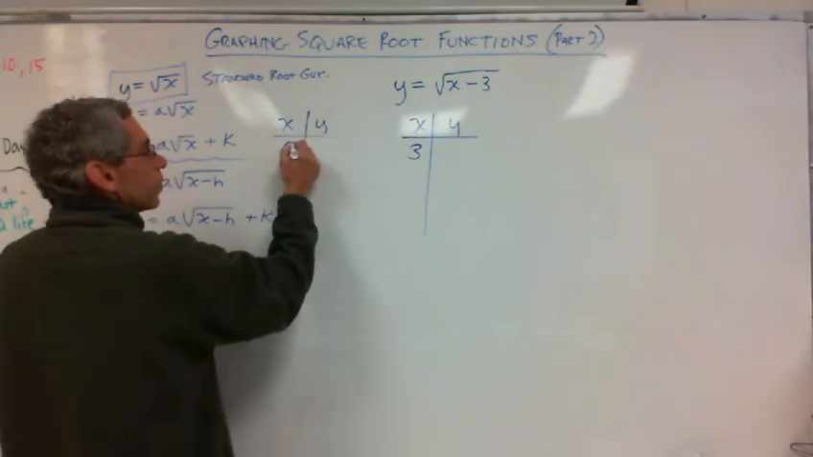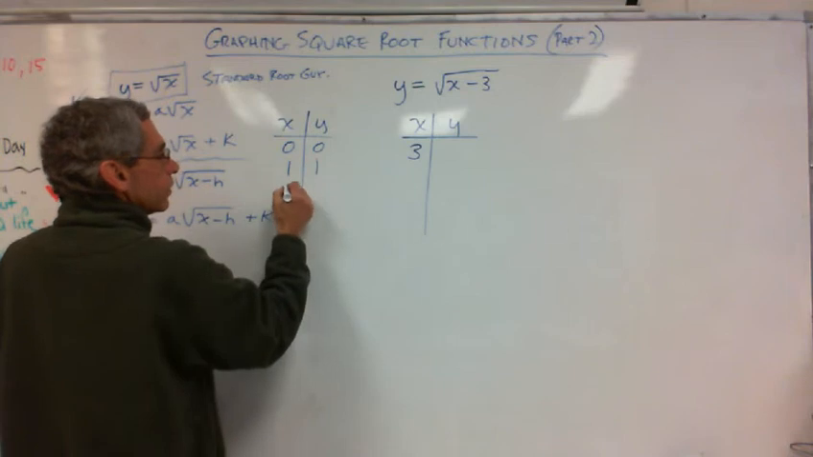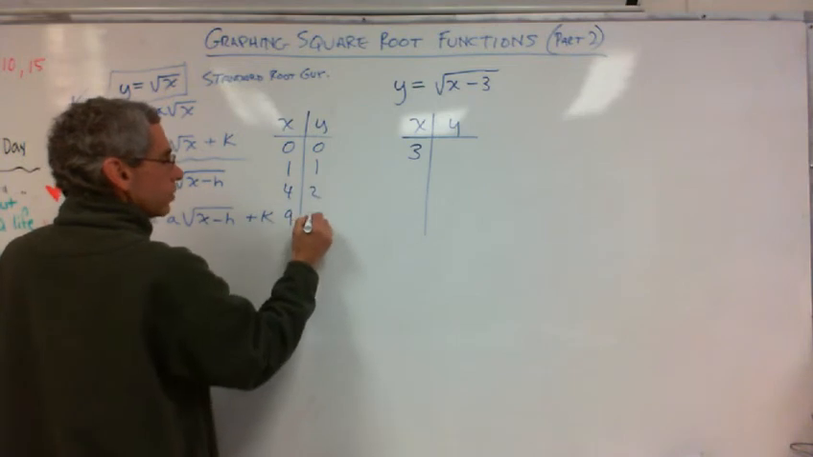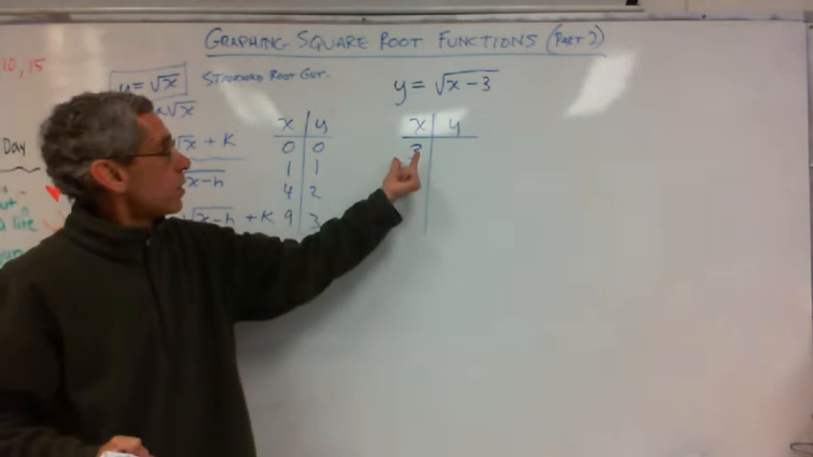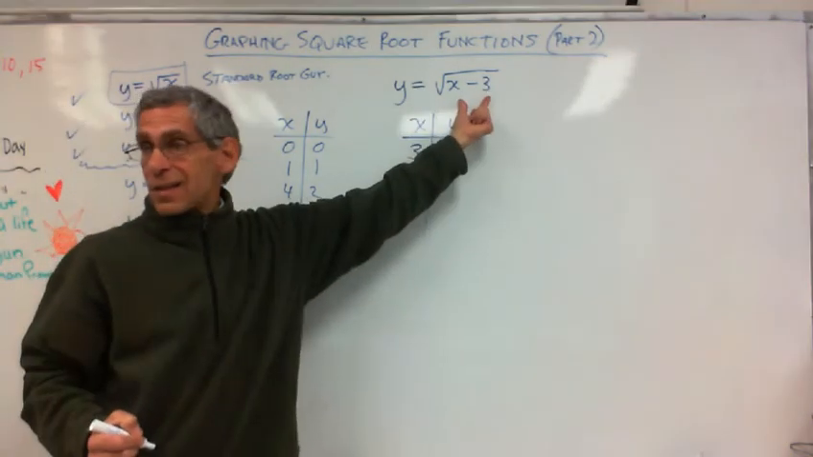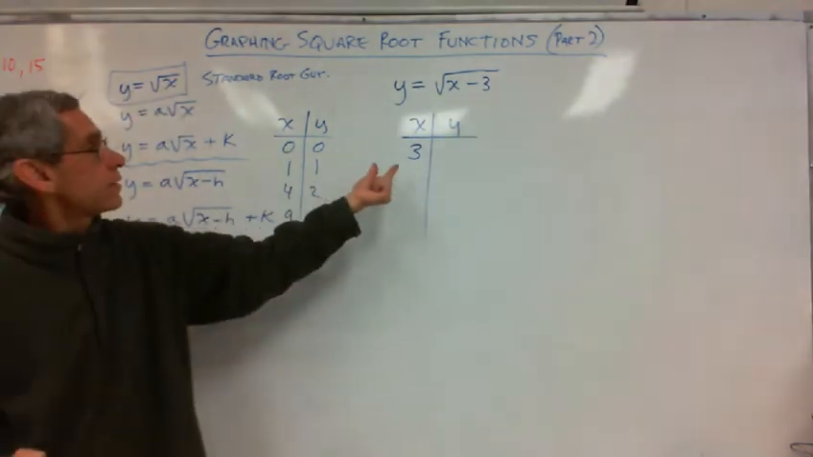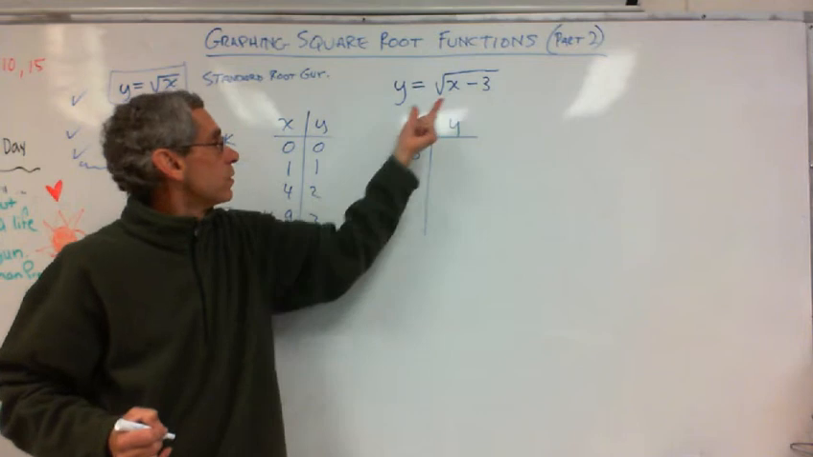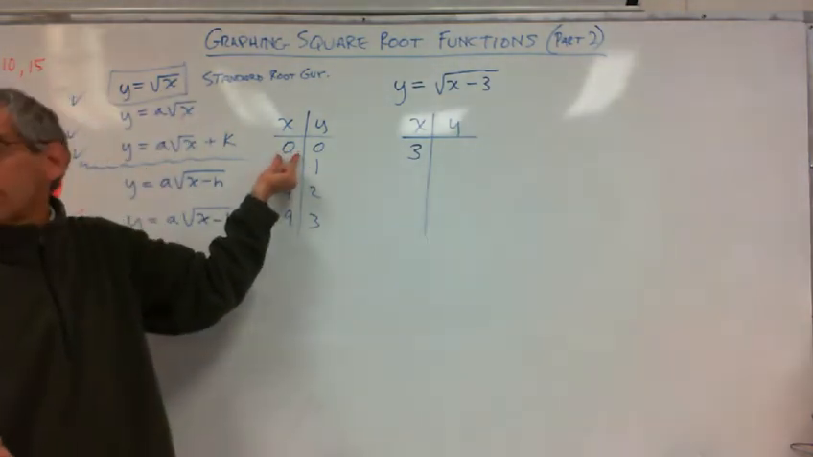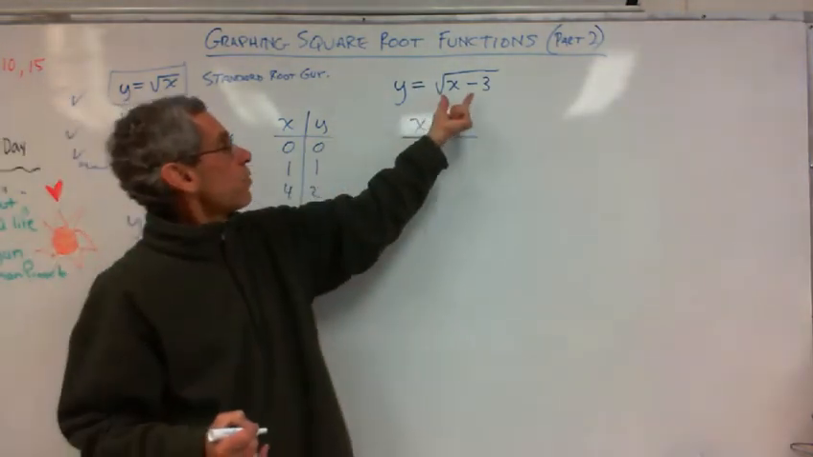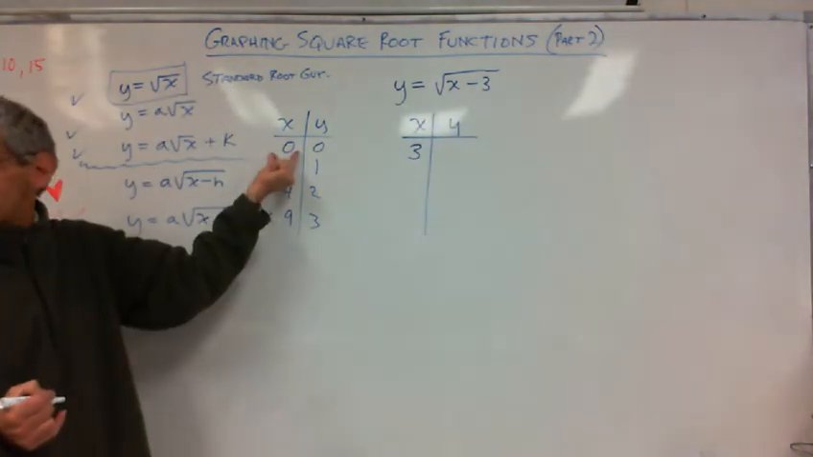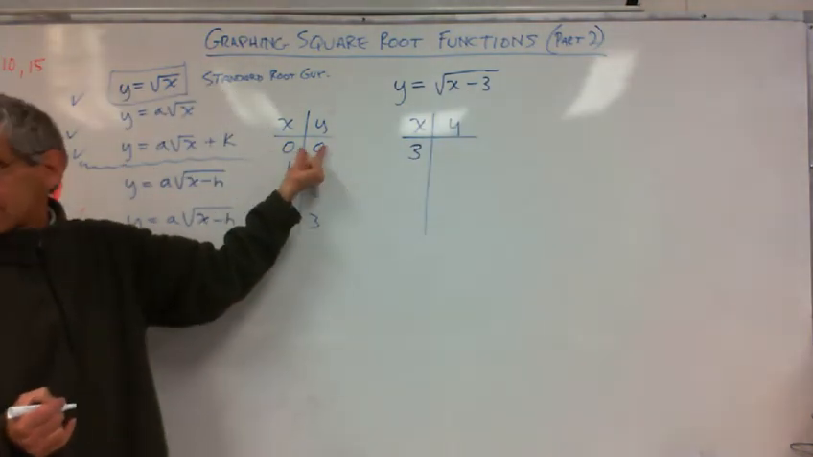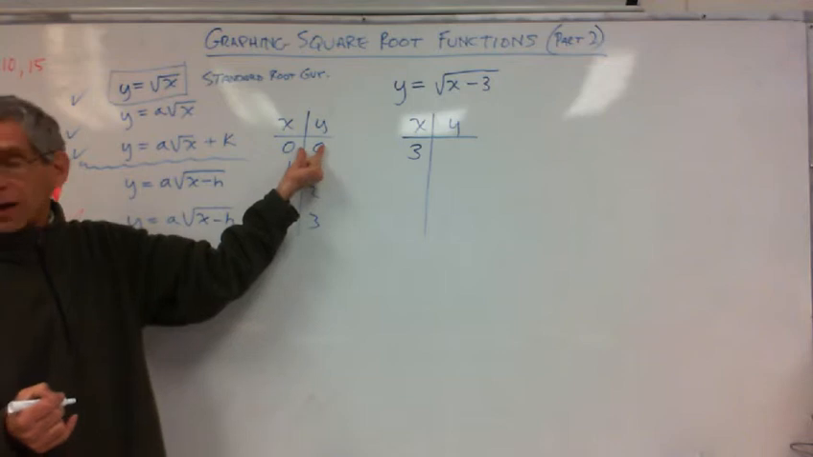It says 0, 0, 1, 1, 4, 2, 9, 3. You with me on that? Okay. I want to choose an x for this that makes the value under the square root sign 0. Does that make sense? So I want that value to be this, so that my y will be this, right?